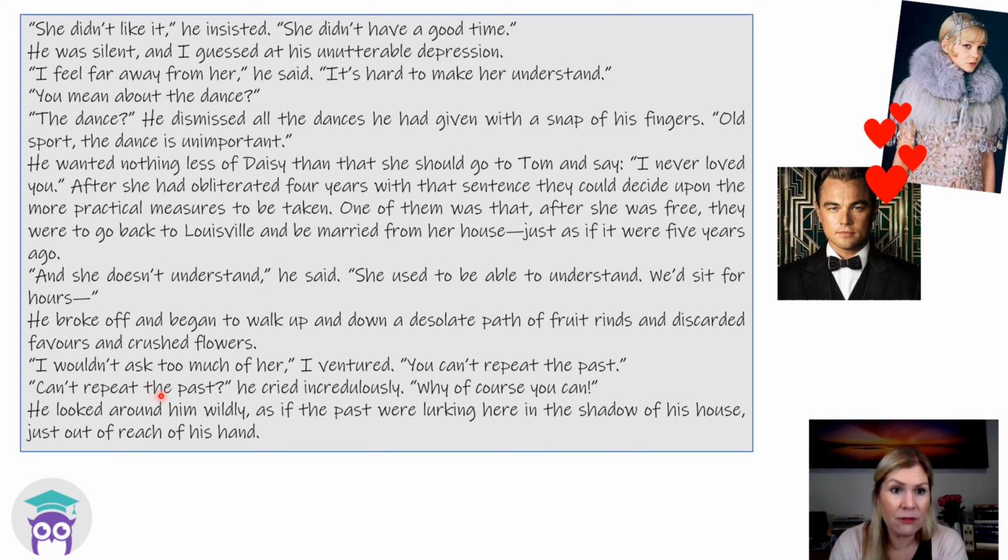Can't repeat the past, he cried incredulously. Why, of course you can. He looked round him wildly, as if the past were lurking here in the shadow of his house, just out of reach of his hand. Makes you think of the dream, of the green light at the end of the pier, this idea at the end of the dock of him stretching out his hand. Is that green light Daisy? Is that green light the past? He's desperate to go back, but as we all know, that is not realistic. Another reminder, of course, that this dream is destined to fail.